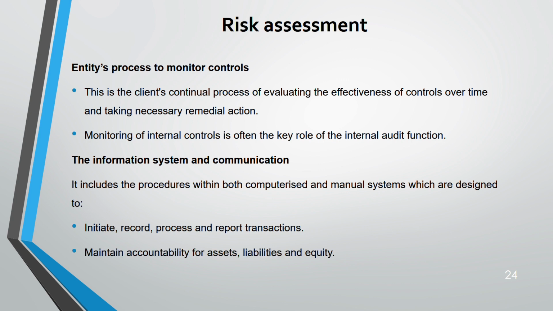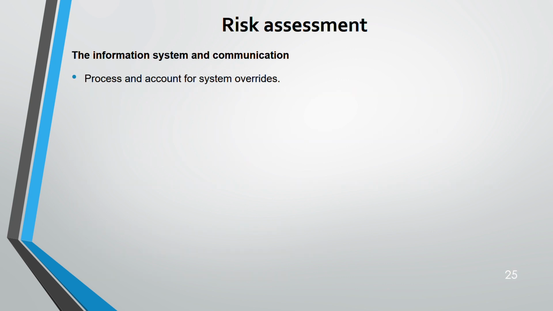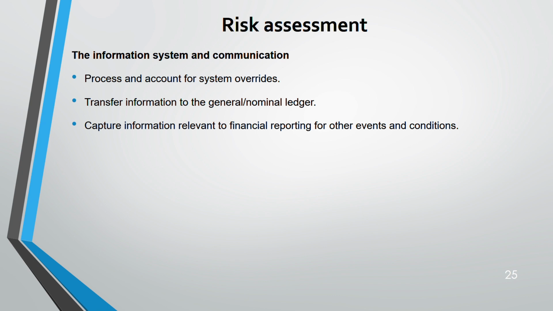How accountability of assets, liabilities, and equity is maintained. How incorrect processing of transactions is resolved. Now, process and account for system overrides. Transfer information from the nominal to the general ledger. Capture information that is relevant to financial reporting for other events and conditions. Ensure information required to be disclosed is appropriately reported.